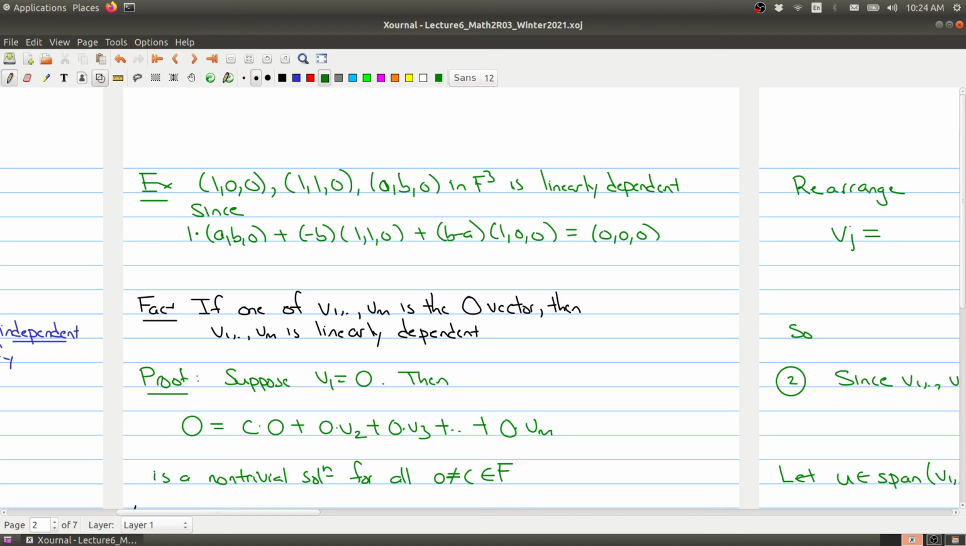So this is our quick review or introduction to linear independence and dependence. In the next part, we're going to look at an extremely important lemma, which is called the linear dependence lemma.